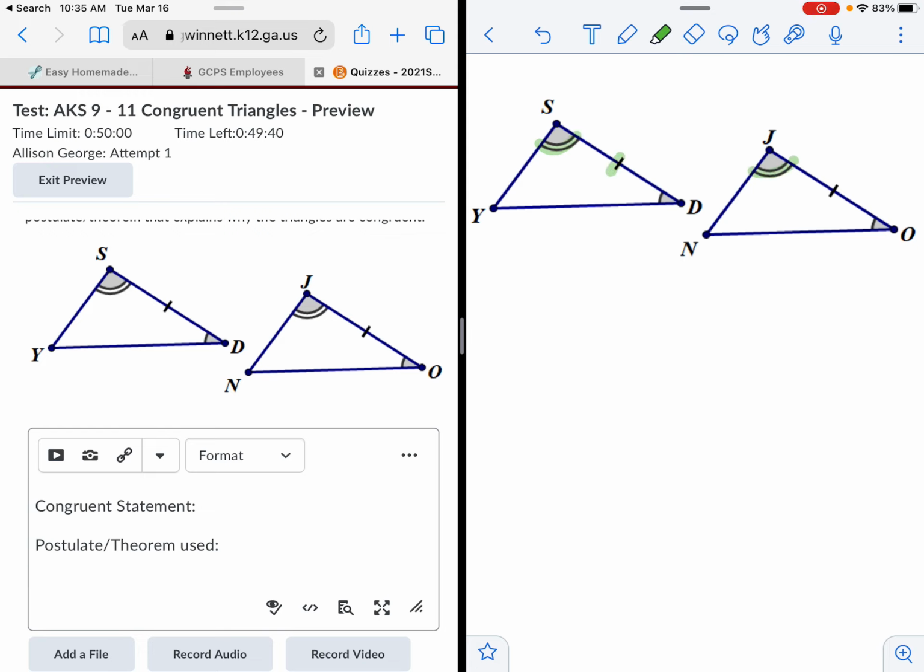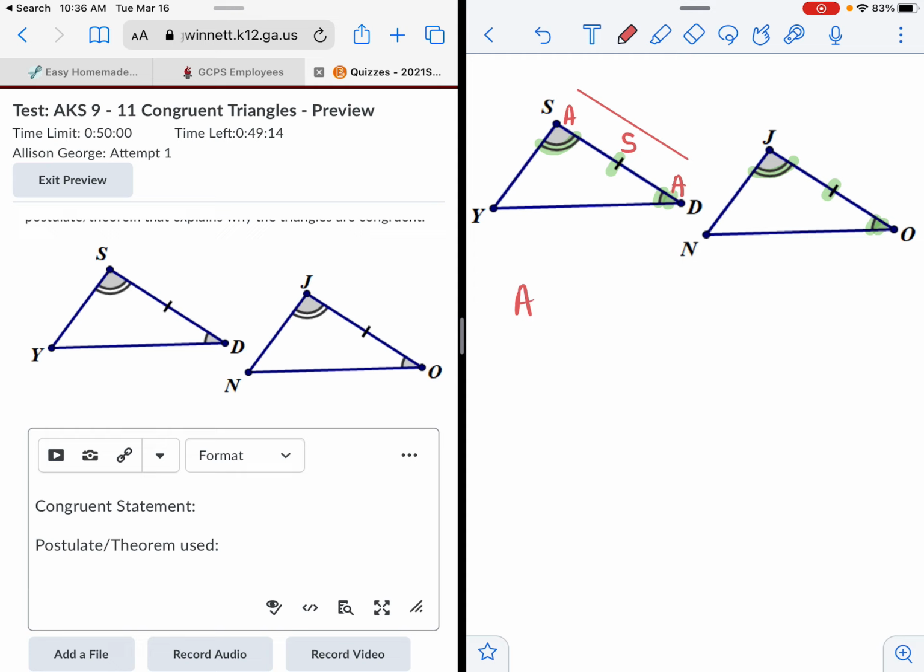Side SD is congruent to side JO. And angle D is congruent to angle O. As I go around the triangle and I label, this is an angle that's marked as being congruent to something else. This is a side that's marked as congruent, and this is an angle that's marked as congruent. So following in the shortest distance, I see that I've got angle, side, angle.